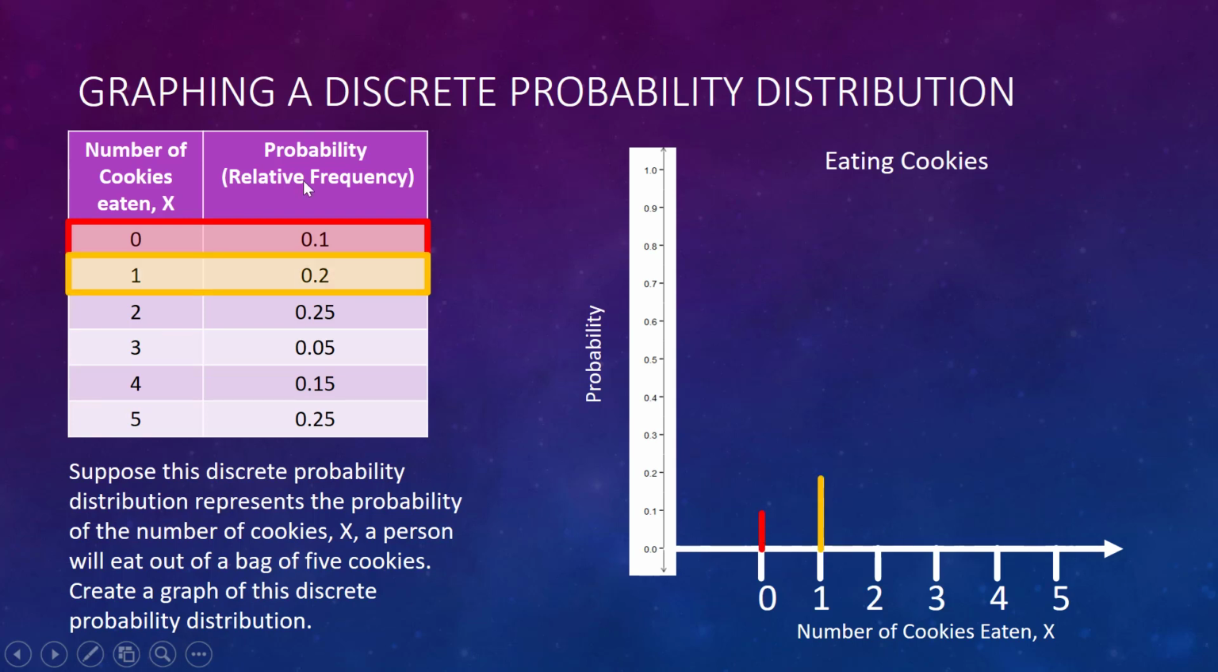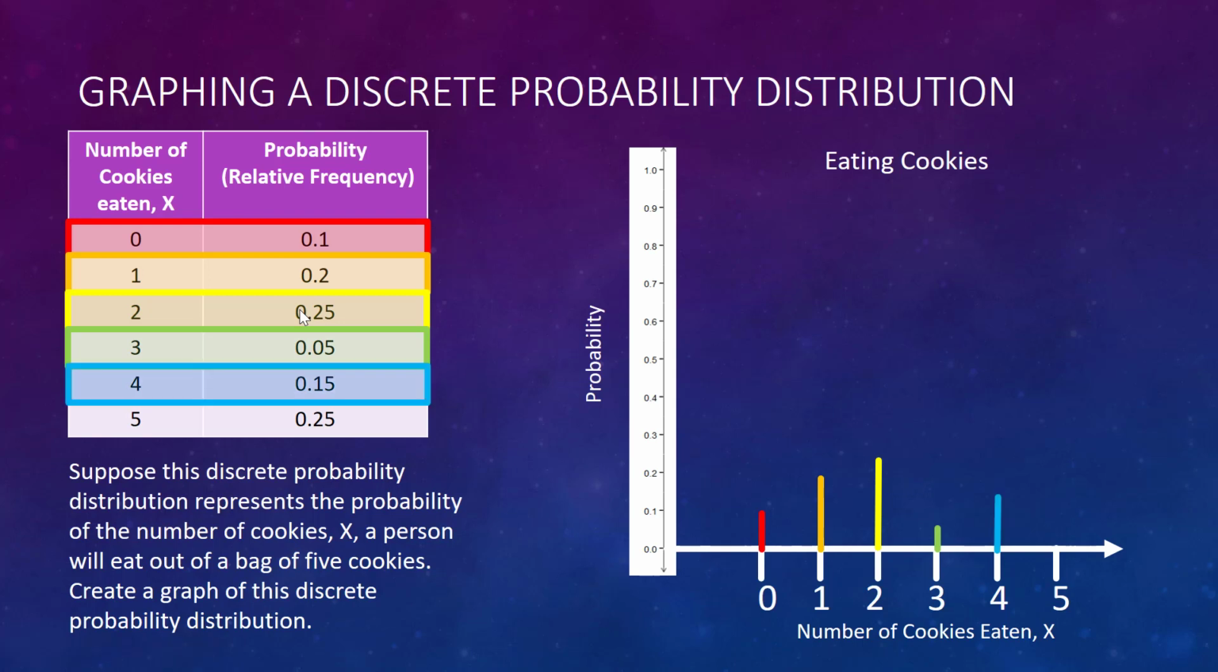If a person eats 1 cookie, the probability of that event is 0.2 or 20%. So again, we draw a vertical line, and this time we make sure that line goes up to 0.2. The probability of a person eating exactly 2 cookies is 0.25, 3 cookies is 0.05, 4 cookies is 0.15, and 5 cookies is 0.25. So this is what a discrete probability distribution graph will look like.